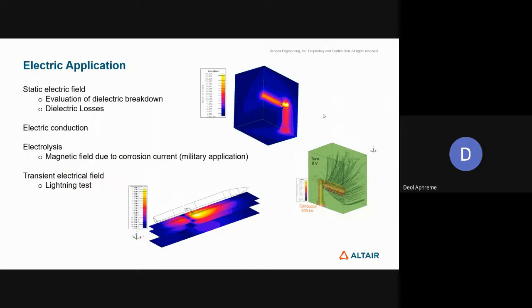Coming to the electric application, you can visualize the dielectric breakdown, the dielectric losses, electric conduction, the current density, the magnetic field due to corrosion current. So this is again a ship magnetic structure signature, and even the transient electric field like lightning tests and all of this can be done.